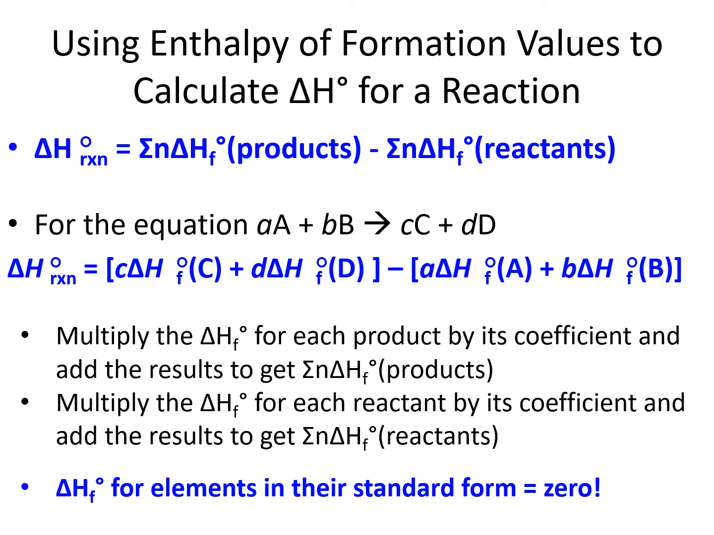One thing to keep in mind is that the delta HF for elements in their standard form is going to be 0. So it may not be explicitly listed in a table, but if it's an element in standard form, let's say oxygen gas or nitrogen gas or zinc solid, then its delta HF would be 0. Essentially, it takes 0 enthalpy to form it because it's the way it's already found in nature.